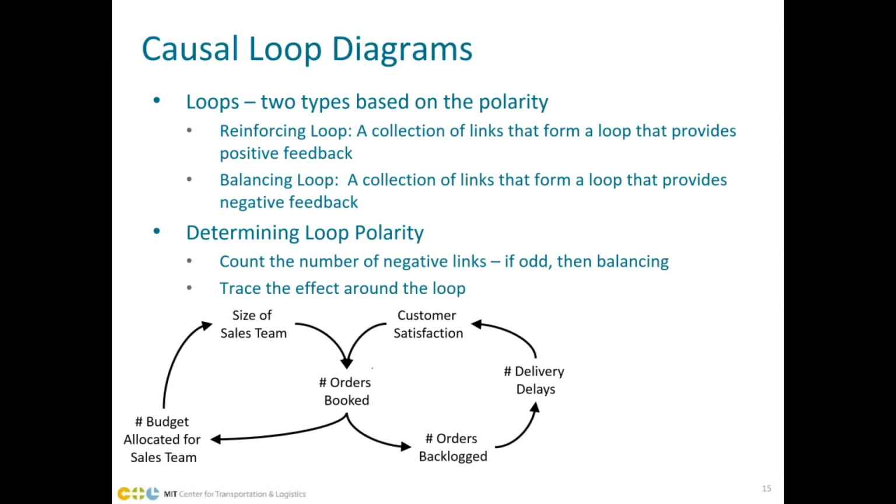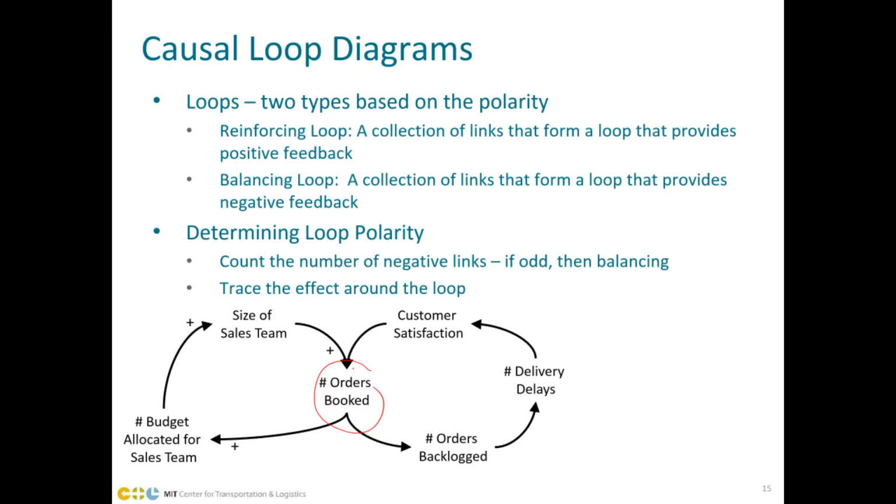I'm going to start here in the middle with the orders booked, and we're going to go over the left-hand side loop first. So we assume the number of orders that I have booked, the number of sales I have booked, will increase the budget I can allocate for my sales team, right? The more I sell, the more I can get people to help sell more. So that's a positive link. Now, as my budget for a sales team increases, chances are the size of my sales team will increase, right? More budget, I can get more salespeople. So the size of the team, hopefully the bigger my sales team, the more orders I'll have booked, right? Because if not, then I've got a problem with my sales guys.